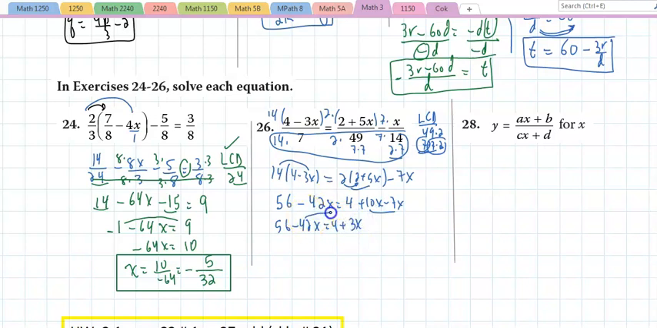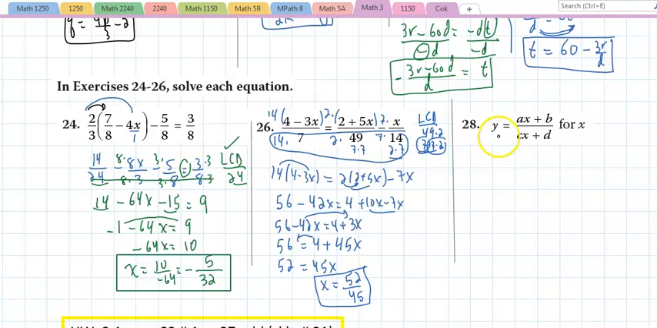Move the smaller variable to the larger, add 42x to both sides. 3 plus 42, that's 45x. Subtract 4 from both sides. That will make this a 52 equal 45x. Divide by 45 both sides. X should equal 52 divided by 45. And that doesn't reduce. That's my final answer.